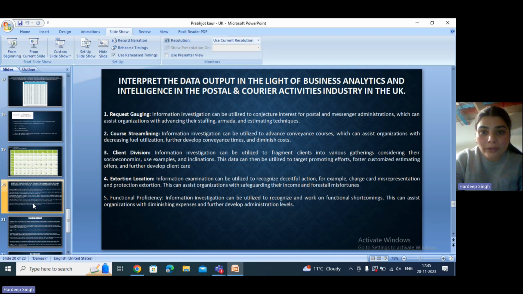Interpreting the data output in the light of business intelligence in the postal and courier activity industry. There are basically five main points that I use: first, request logging, force streamlining, client division, fraud detection, and functional proficiency. These five are considered very important in relation to the postal and courier activity.